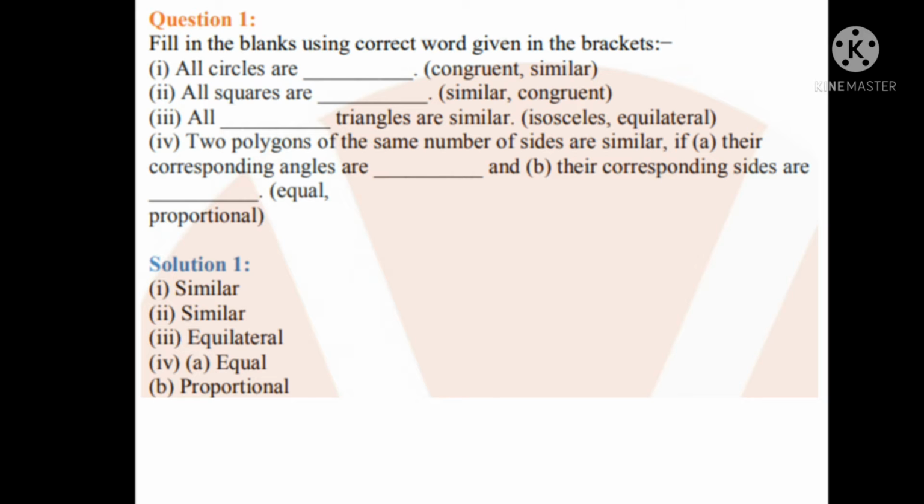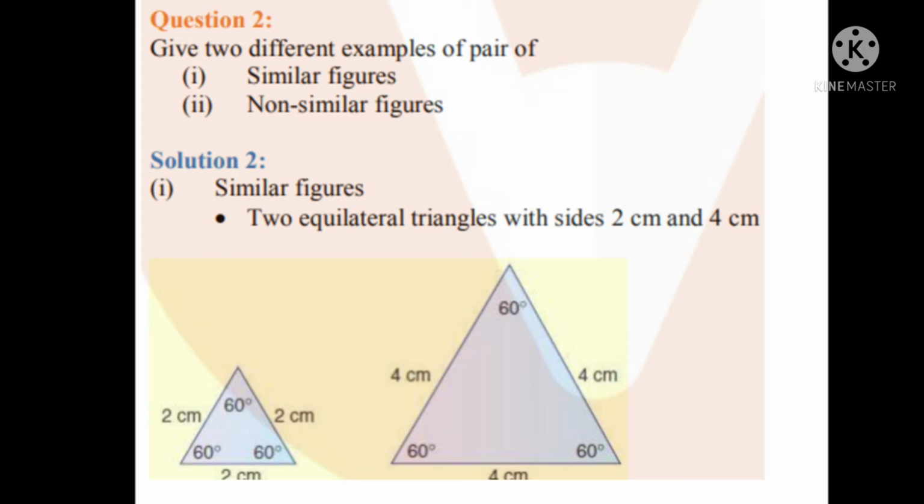Now second question, all squares, they are similar because there may be a bigger square, there may be a smaller square. So all squares are similar. Now the third one, all equilateral triangles are similar. So equilateral means there are 3 sides and equal sides. They are having the equal sides. So all equilateral triangles, there can be a number of equilateral triangles, they will be similar. The fourth one, 2 polygons of the same number of sides are similar if their corresponding sides are equal and their corresponding sides are proportional.